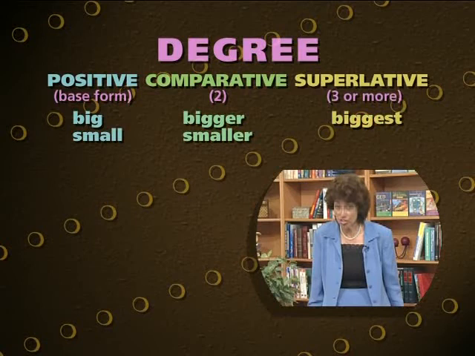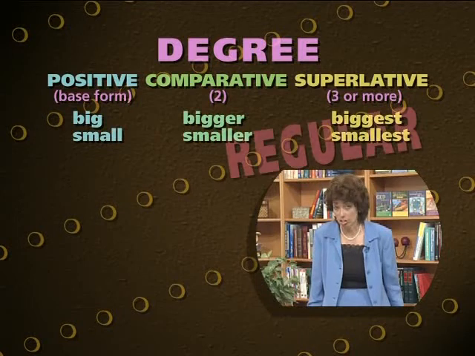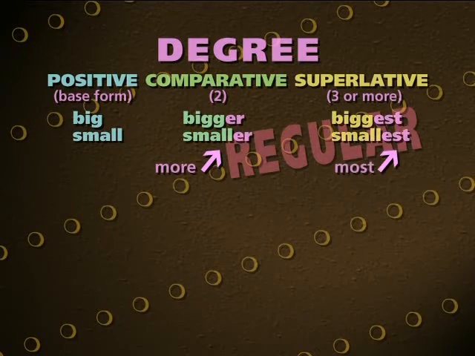This is the biggest ball of all. This is the smallest portion of all. So positive, there's no comparison. Comparative, there are 2 items. Superlative, there are 3. Now in English, some words form regular comparative and superlative, and some form irregular comparative and superlative forms. The regular is ER or more for comparative. The superlative is EST or most. You never use more and ER together. You never use most and EST together.